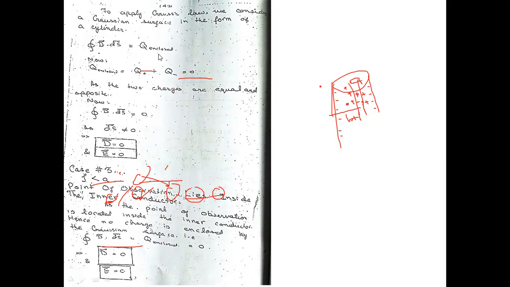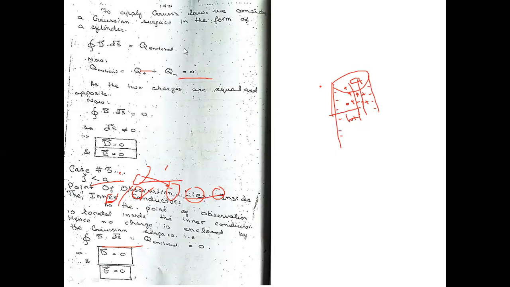So D dot dS is equal to Q enclosed. Now for Q enclosed, we have two charges enclosed in that area, positive Q and negative Q. As I have already told you, both of these charges are equal in magnitude but opposite in direction. So the net Q enclosed in the whole surface will be Q plus plus Q minus. The answer will be 0, because these two charges are equal and opposite. So D dot dS will be equal to 0. Similarly, D is equal to 0, E is equal to 0.